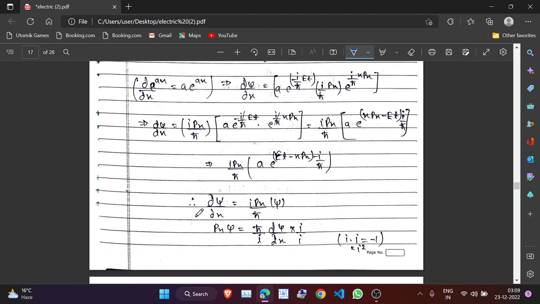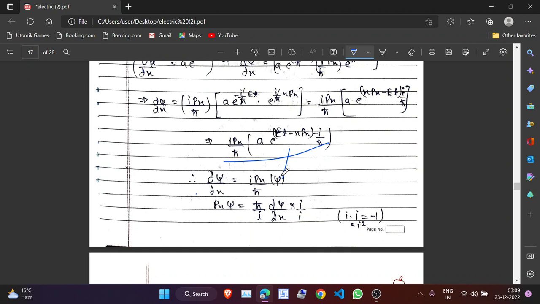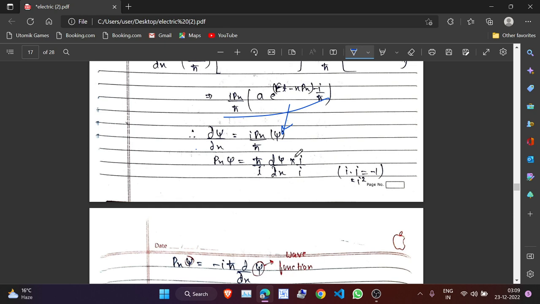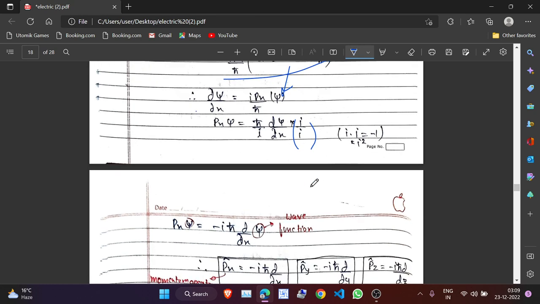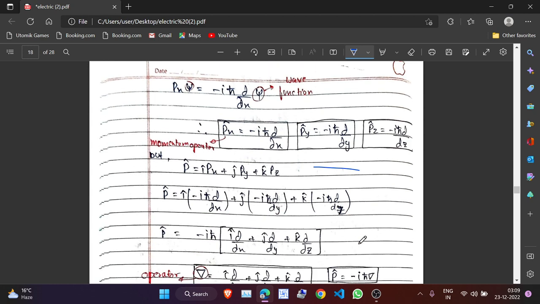The same expression will come here, and we'll put in the value of psi. So d psi upon dx is equal to i px upon h bar into psi. After solving, px will go there, and we multiply i in both numerator and denominator so as to remove i from the denominator, for ease of calculation. We get px is equal to minus i h bar d by dx. This equation is the momentum operator.